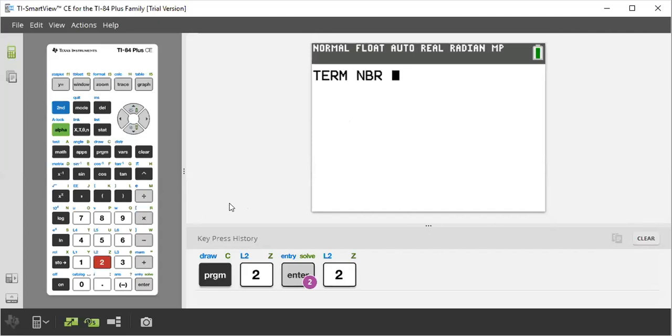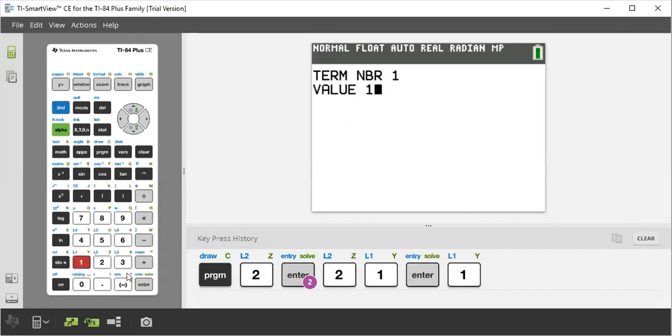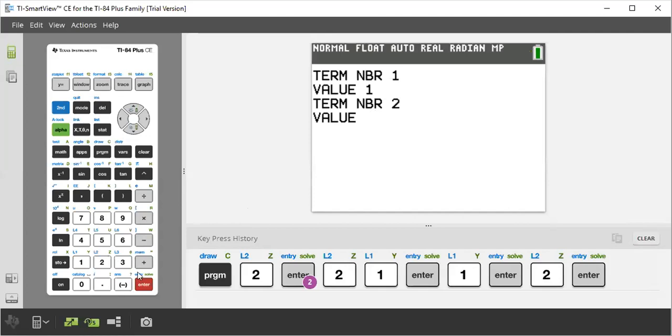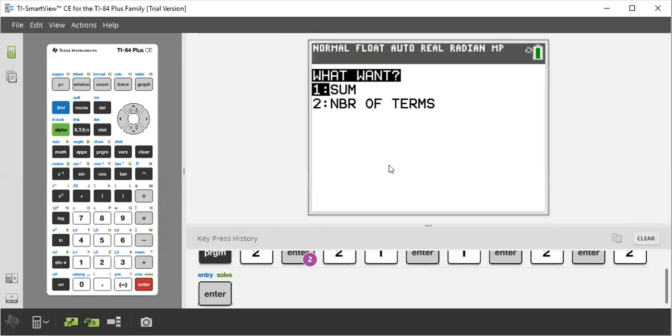And then it says, what's the first term? The first term is level 1. And how many blocks do we have? We have 1 block. For level 2, what's the number of blocks that we have there? We're going to have 2 blocks in that particular one. So now it says, what do you want? Do you want the number of terms in this series, or do you want the sum? And we want the sum because we want to know the total number of blocks. So I'm going to choose option 1.